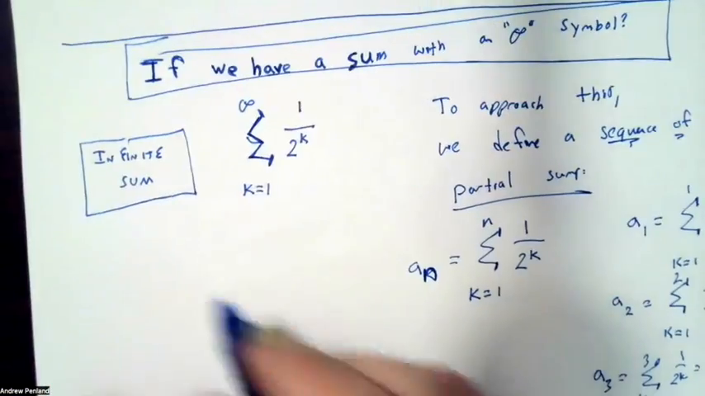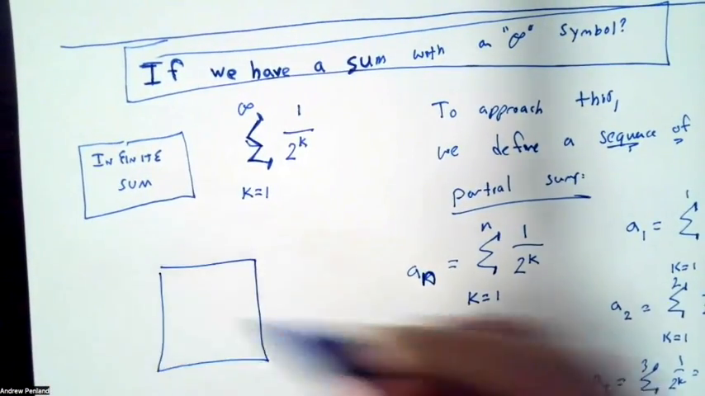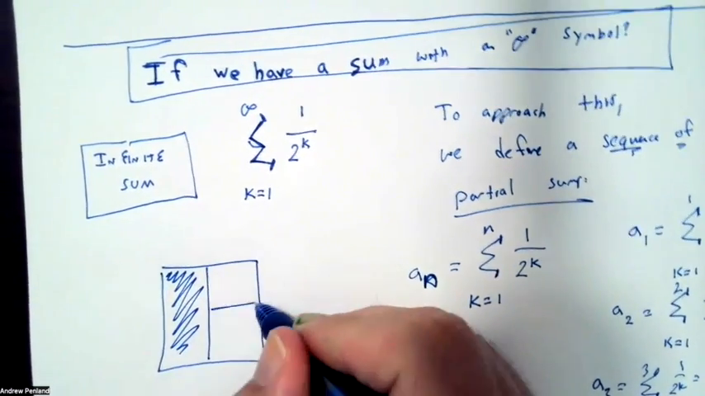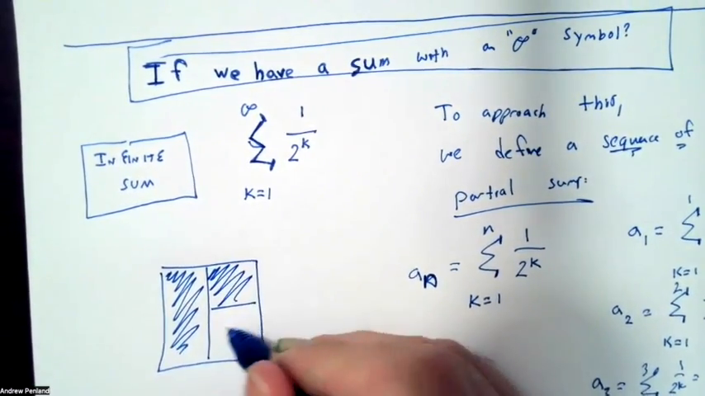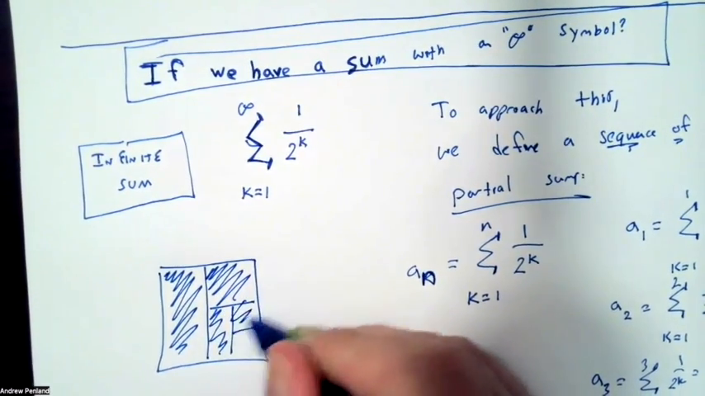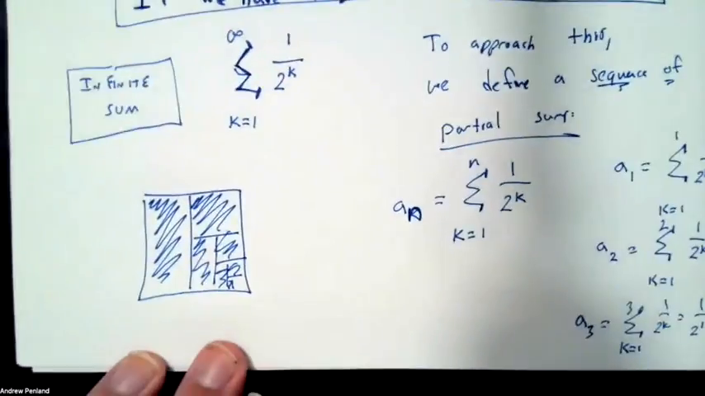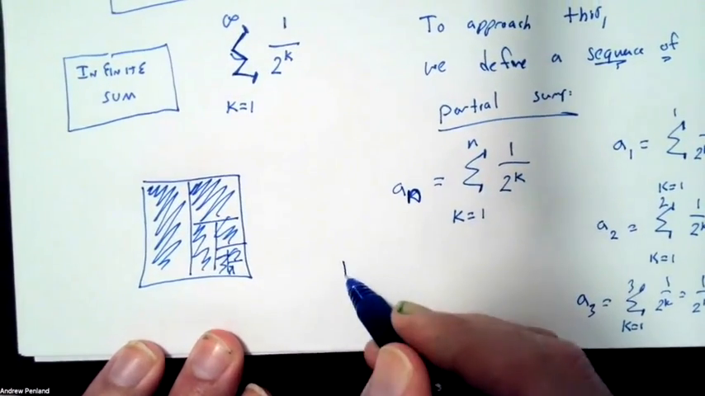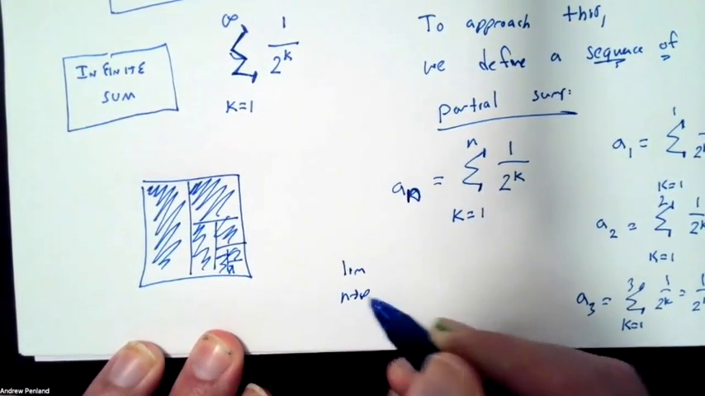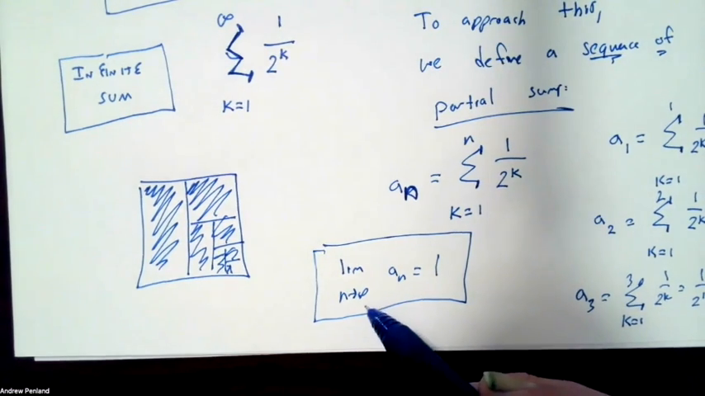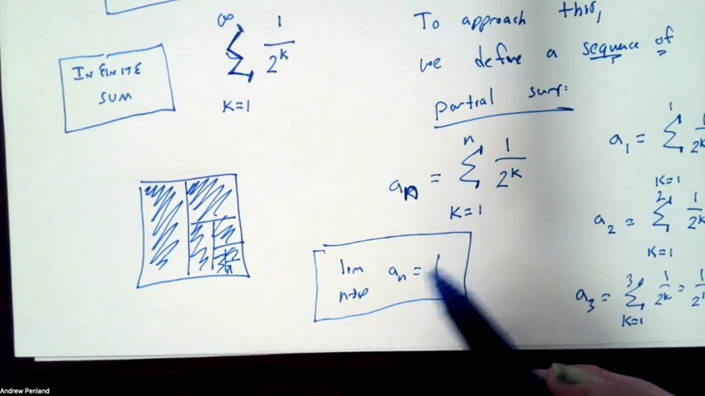And actually what's happening here is every time I get another piece of the sum, I start out filling in 1 half and then I fill in 1/4. And every time I'm doing this, I'm filling in half of what's left. What you'll see is as I fill in half of what's left each time, the limit as n approaches infinity of a sub n is equal to 1.